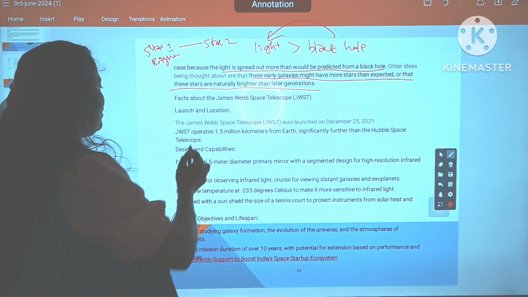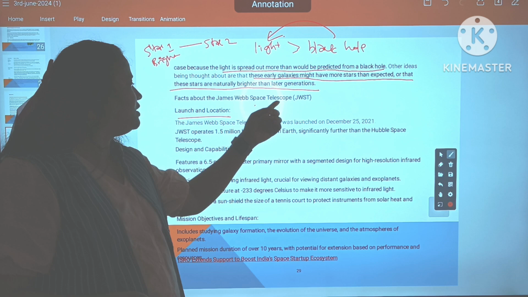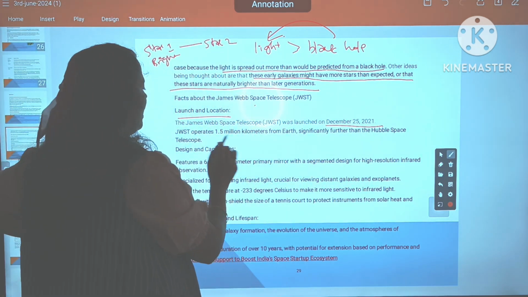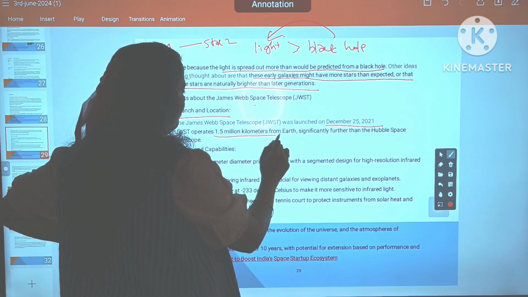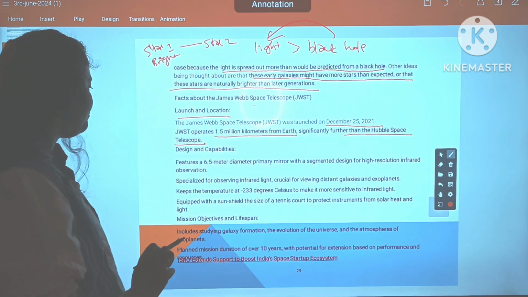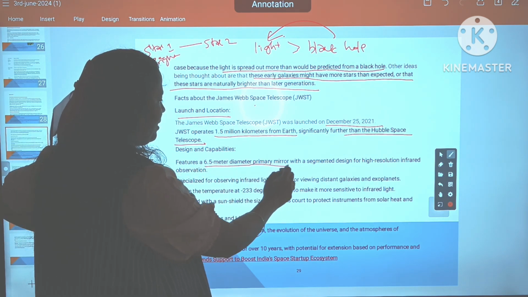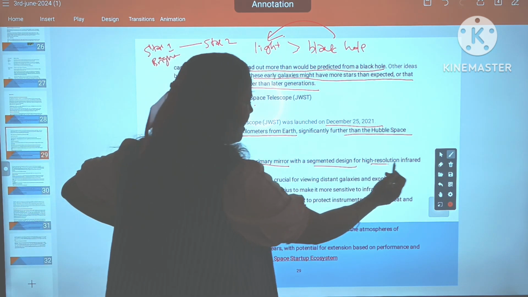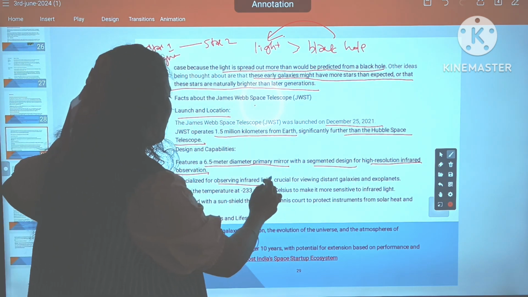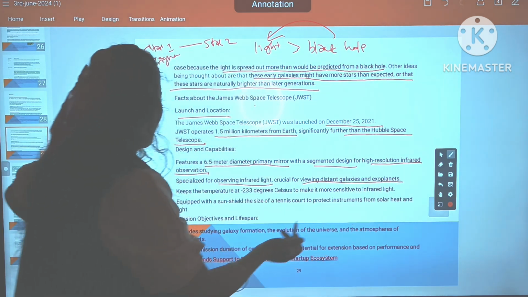Okay, so launch and location, we should know about the James Webb Space Telescope here. Launched on December 25th, 2021, it operates 1.5 million kilometers from Earth, further than the Hubble Space Telescope. It has a 6.5 meter diameter primary mirror with a segmented design for higher resolution infrared observation, specialized for observing infrared (IR) light in space and viewing distant galaxies and exoplanets.